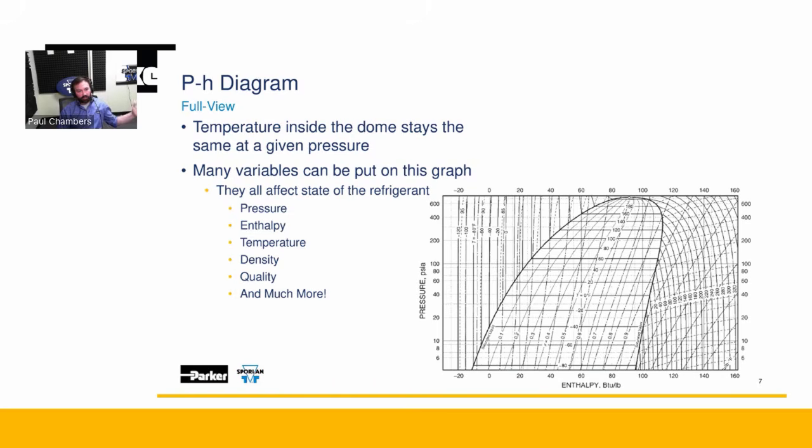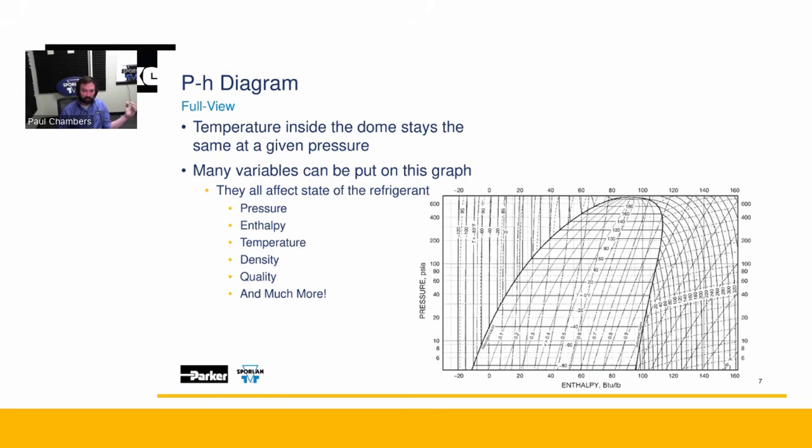Now you've entered into the dome on the left side. You've entered into the dome from the subcooled liquid. You've come in and you've started to reach that bubble point where it starts to boil. And that water will stay at 212 degrees. I'm going to venture to guess that none of you have ever seen a pot of water above 212, a pot of liquid water above 212.